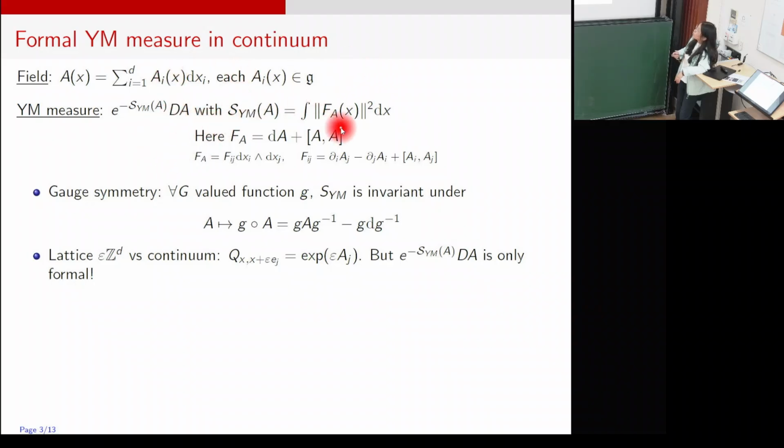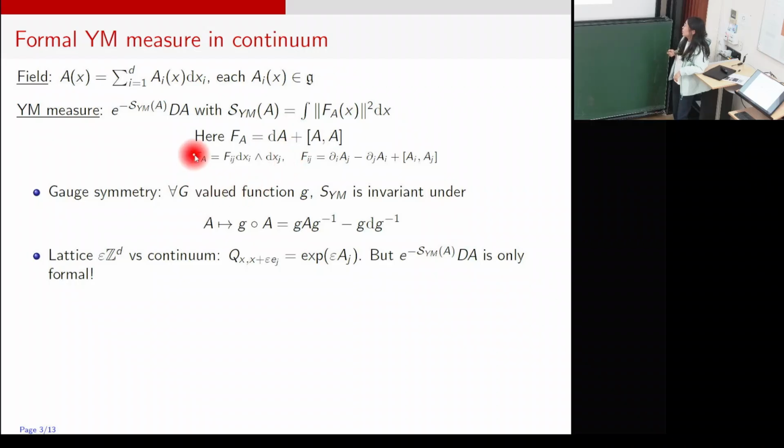And this action function is given by the L2 norm of this curvature form. So this F_A is given by the differential of A and the Lie bracket of A. This can also be written in terms of the components of A. So here we can see this F_A depends nonlinearly on A, so this also makes the action function nonlinear in the A component.